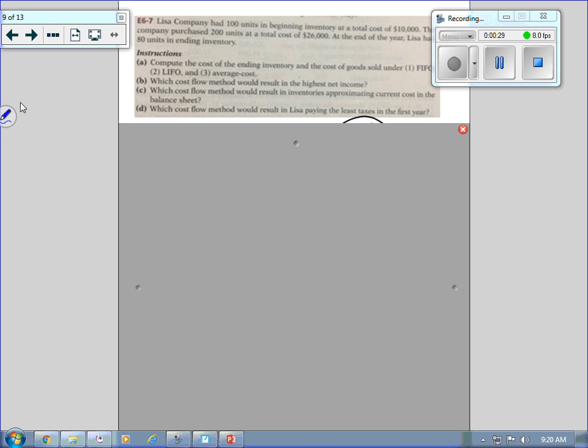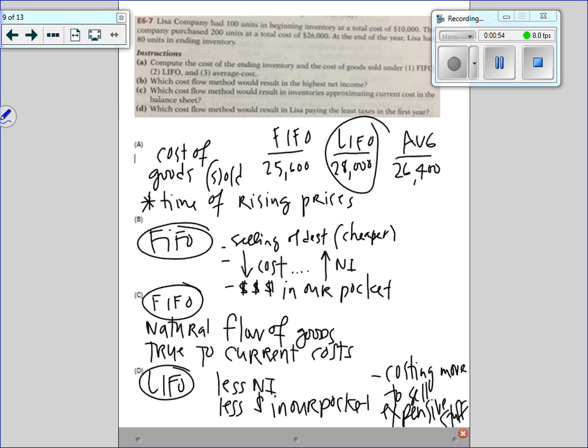Lisa Company had 100 units in the beginning inventory that cost 10 grand. They purchased 200 more, costing 26. And at the end of the year, they had 80 units left. They're asking you to complete FIFO, LIFO, and average for A. B, C, and D are analytical questions. So you'll answer A, B, C, D here on this page.